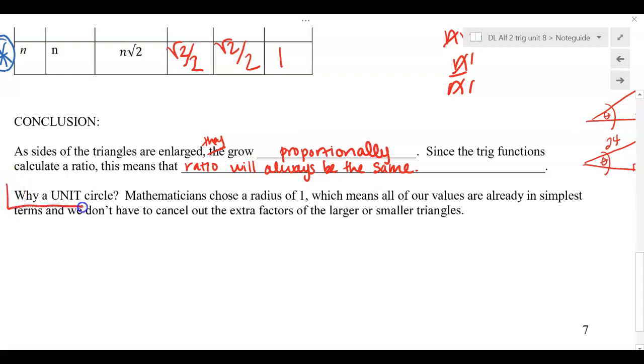So why did mathematicians choose a unit circle? Remember, they like simplicity, and you might not think that the numbers there are simple, but because they chose a radius of 1, that means they don't have to cancel out any of those extra factors. So they would already consider what they have in simplest form.